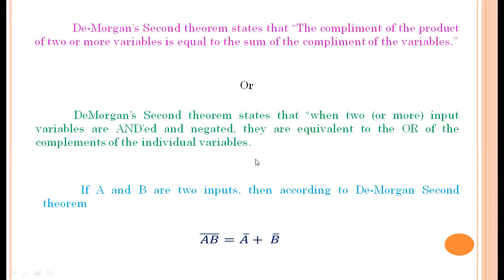So two input variables are ANDed, that is by using an AND gate, and negated, that is a NOT gate because the inverter is there. That is equal to the OR of the complements of the individual variables. So De Morgan's second theorem states that when two or more variables are ANDed and negated, that is equal to the sum of the complements of the variables. This is called De Morgan's second theorem.